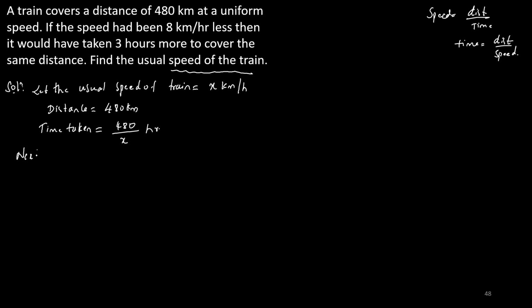Next, see the next sentence there. If the speed had been 8 kilometer per hour less, I can write this as a new speed. What is the new speed? Now 8 kilometer per hour less means x minus 8 kilometer per hour. This is the new speed. Distance remains the same. Whether you ride your bicycle to the destination, or walk, or go by car, the distance between the initial point and the final point remains the same. So the distance remains 480 kilometer only.